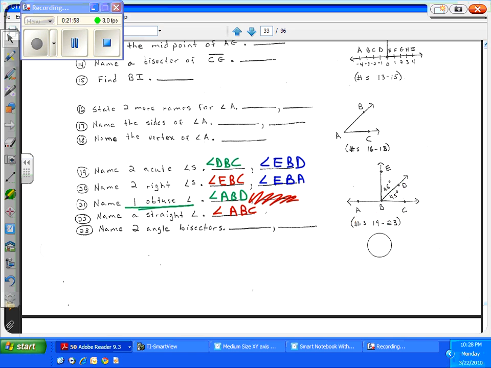The next thing says name two angle bisectors, and an angle bisector is a ray that divides an angle into two equal adjacent angles. Seeing that those two angles are 45, then ray BD must have bisected this whole big angle, angle EBC. So the angle bisector there was ray BD.